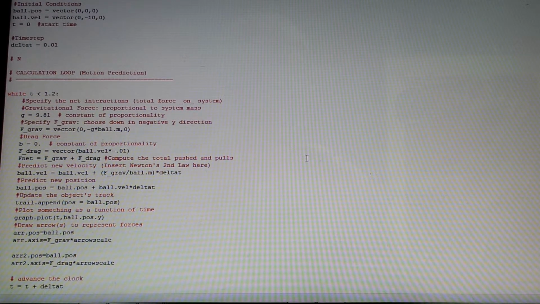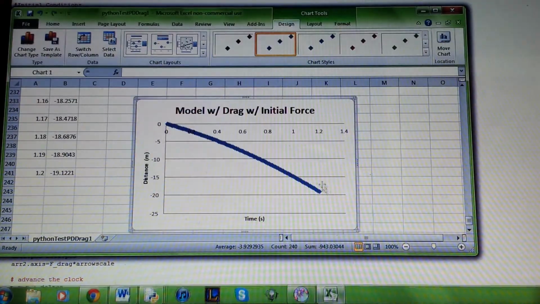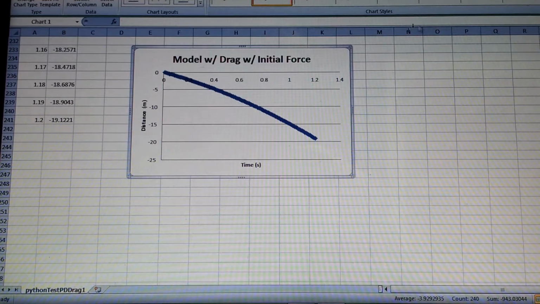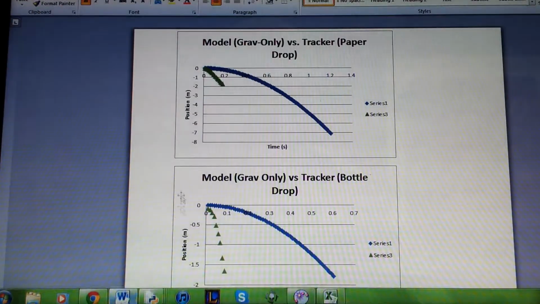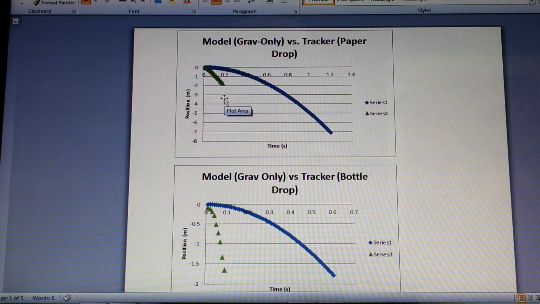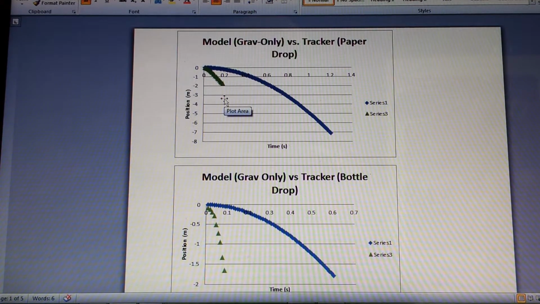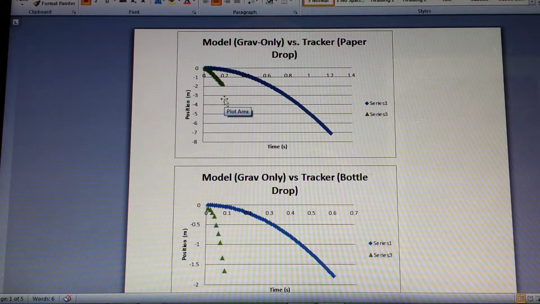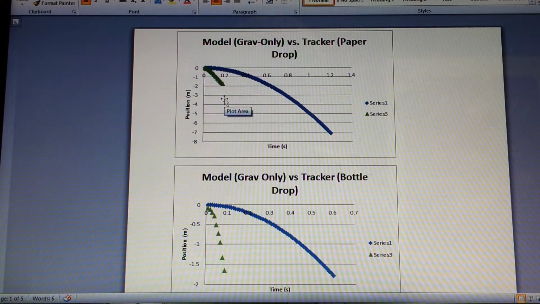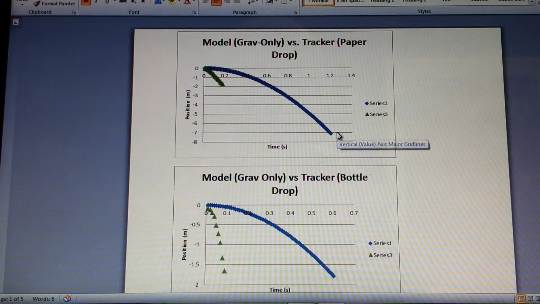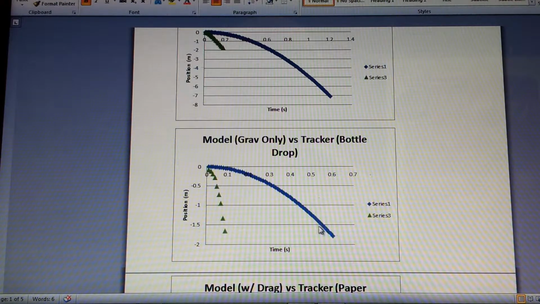Then I compared the models. Here, the first two graphs, as shown here, show the model, both the model for paper and the bottle, without drag on the objects. You can see that without drag, the object is moving much further, at -7 meters for the paper, and almost -2 meters for the bottle.